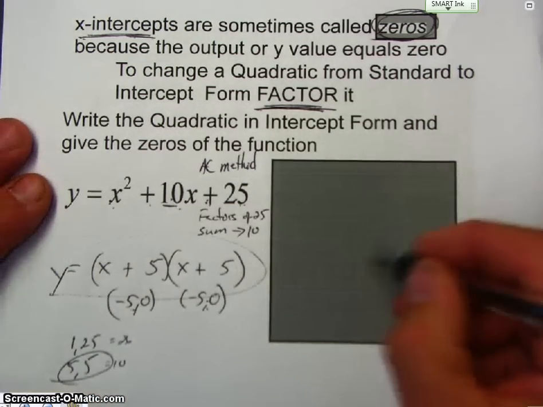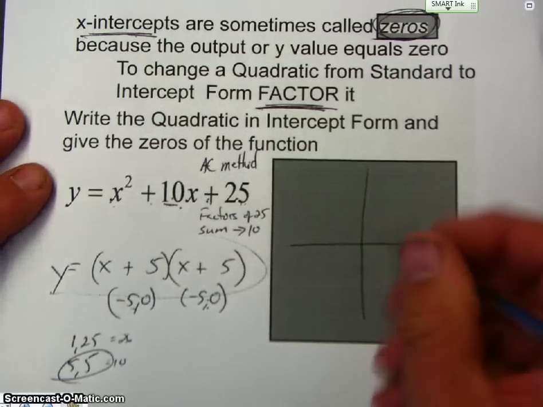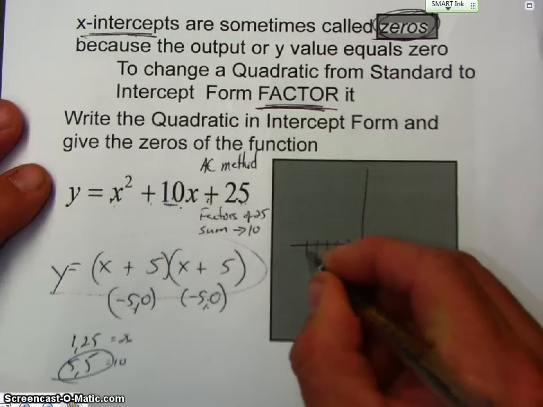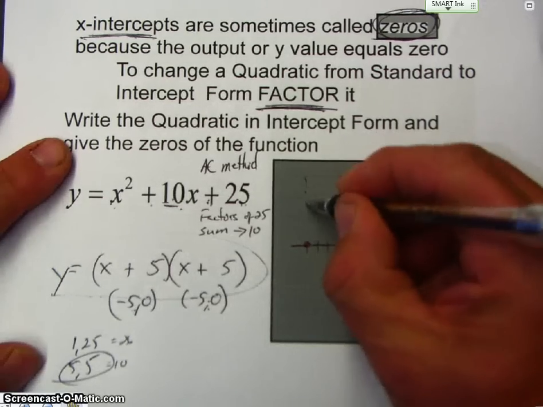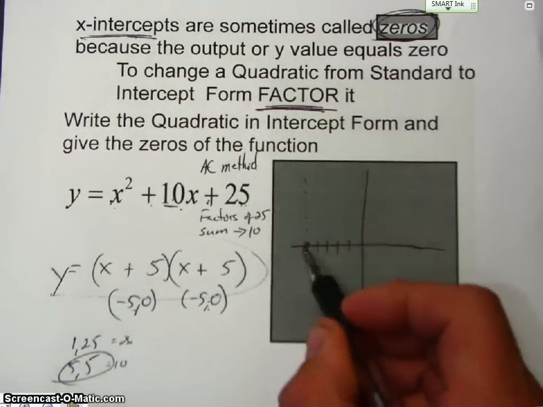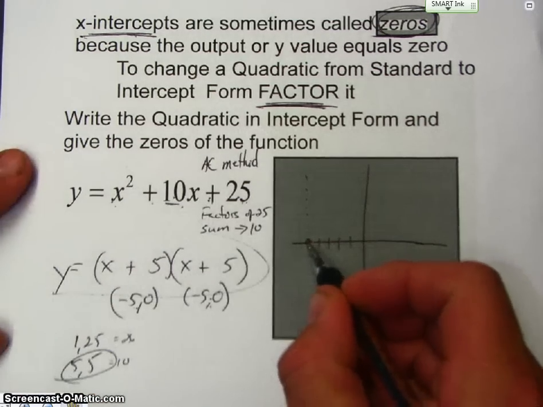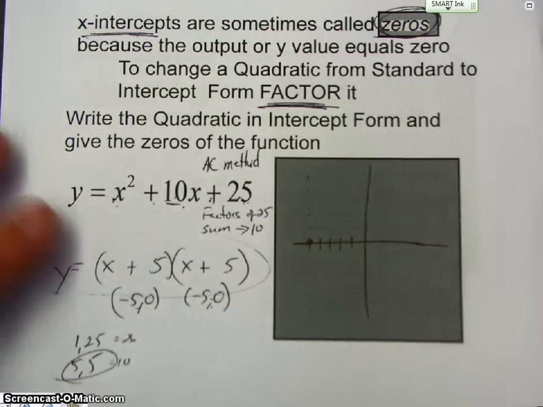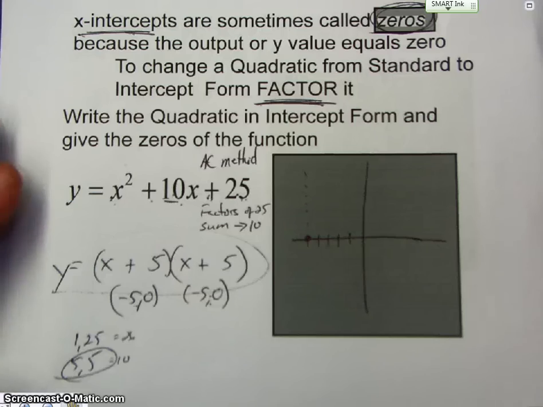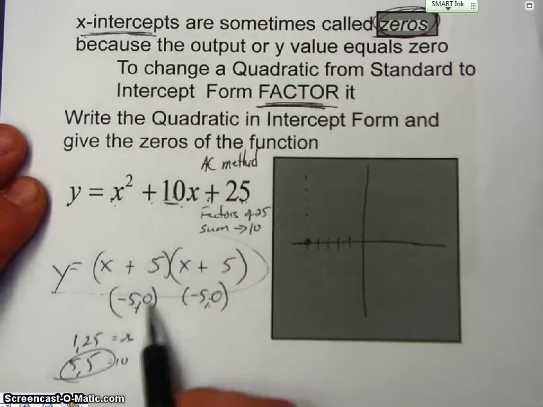If I would graph this, you go 1, 2, 3, 4, 5, negative 5, 0. That's my x-intercept. That's where it crosses on the x-axis. It also means that if I plug negative 5 in for x, you're going to get 0.